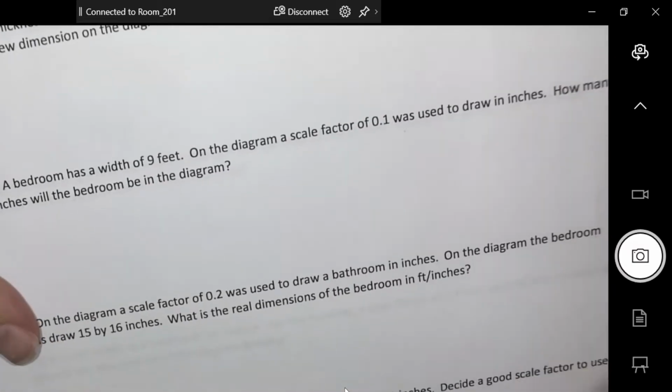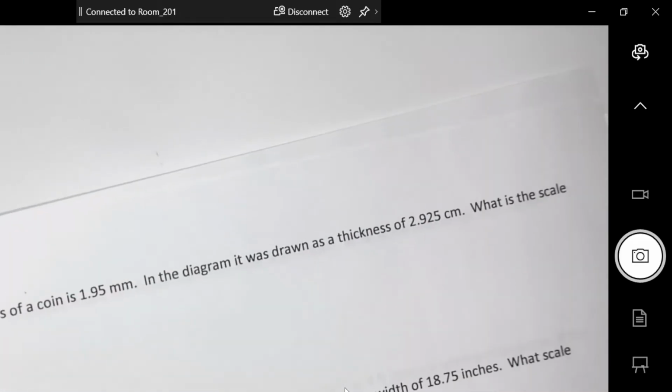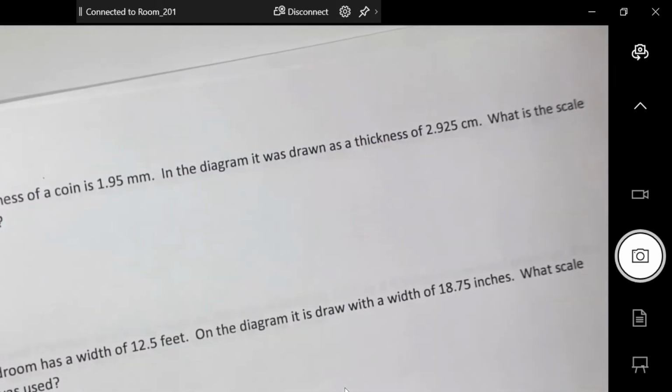The thickness of a coin is 1.95 millimeters. The diagram was drawn with this thickness. What's the scale? Okay, converting. Millimeters, centimeters, we need the same. What's the best to go to here? Should we move everything to centimeters or everything to millimeters? Centimeters? I would have maybe gone the other way, but you can do centimeters.